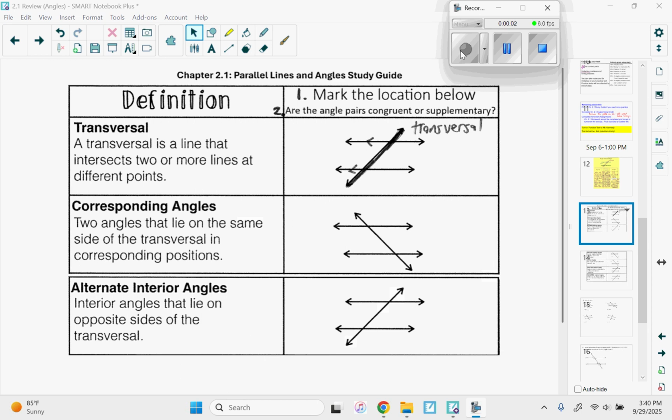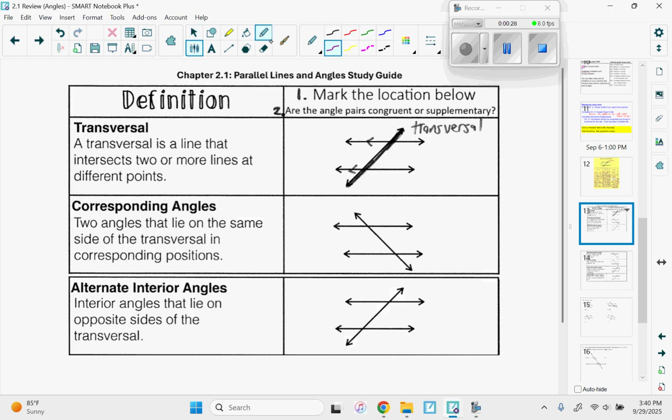All right, we are going to go through some of the questions in our parallel lines and angles study guide now. So if you want to follow along, take notes, or just review, this is the video for you. Starting off, we want to make sure that we know the different angle types and if they're congruent or supplementary.